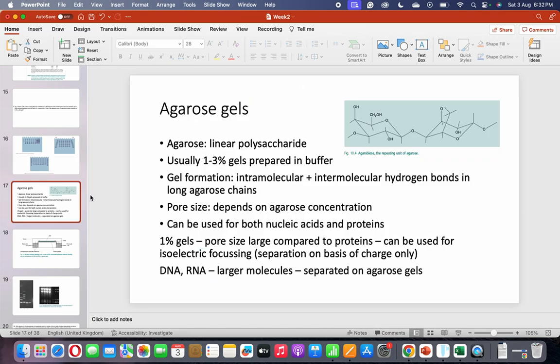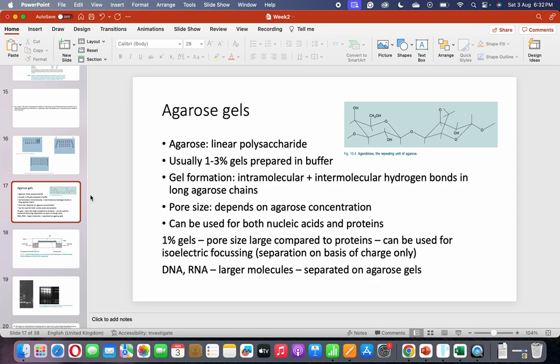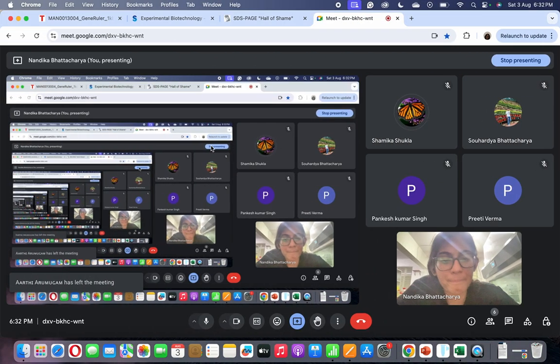I will also talk a little bit about the other kind of gel we use a lot in the lab, called agarose gels.